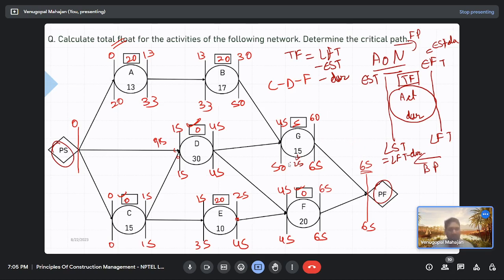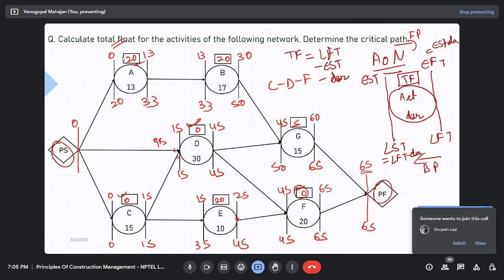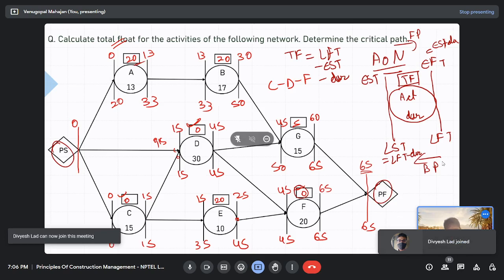Now you have got two types of values here. Either you have got zero total float or you have got some numerical value, positive total float. Can you have negative total float? My question is simple. Can you have negative total float?